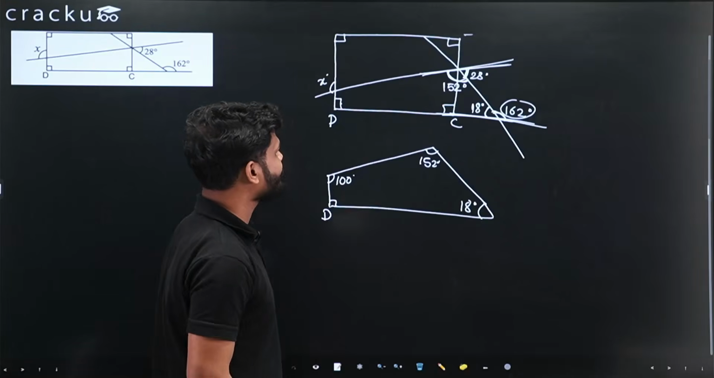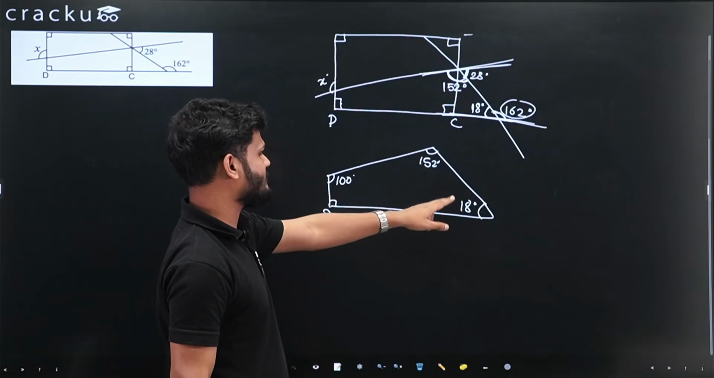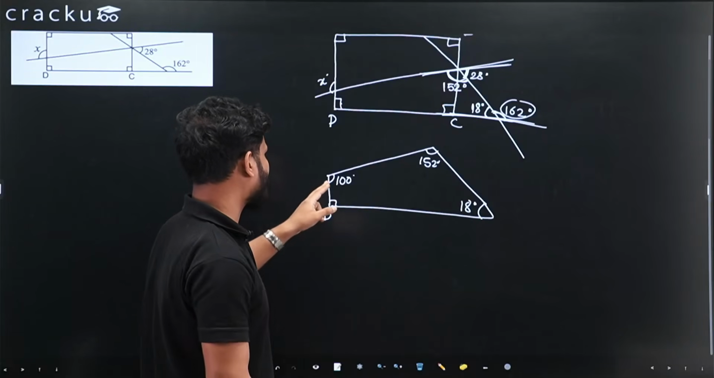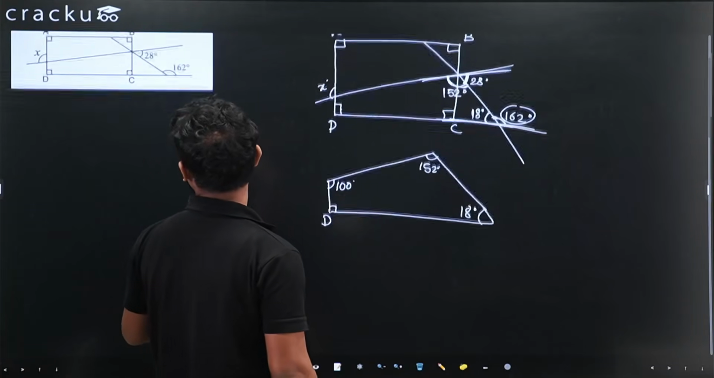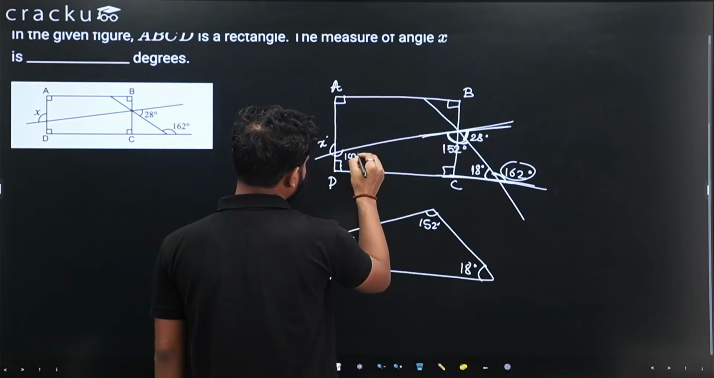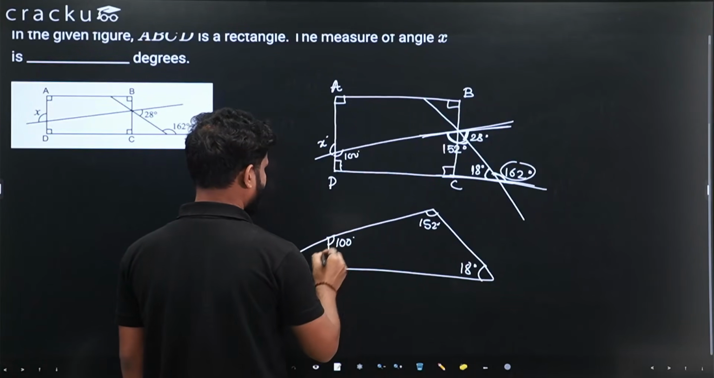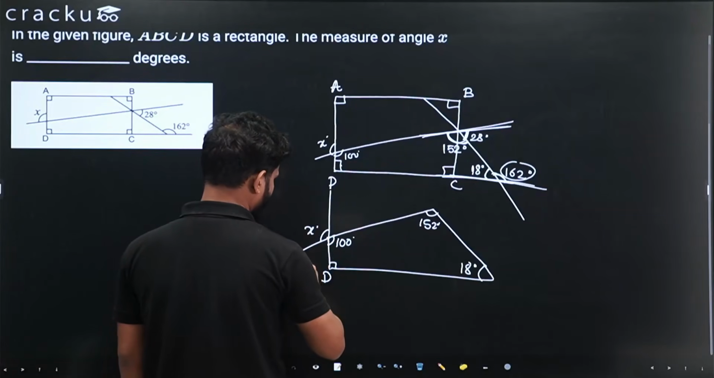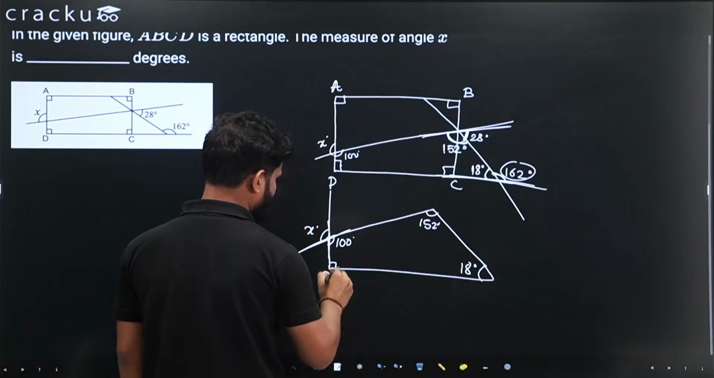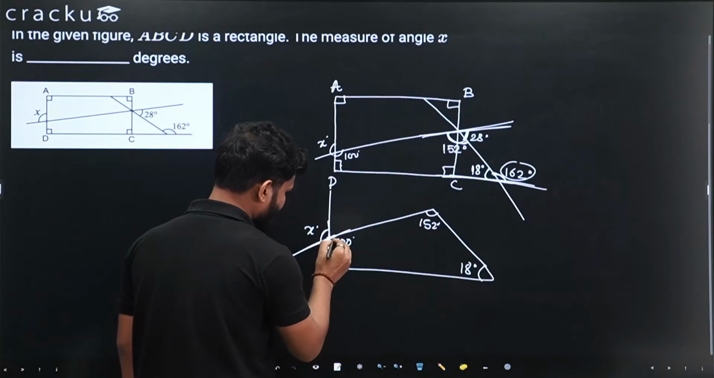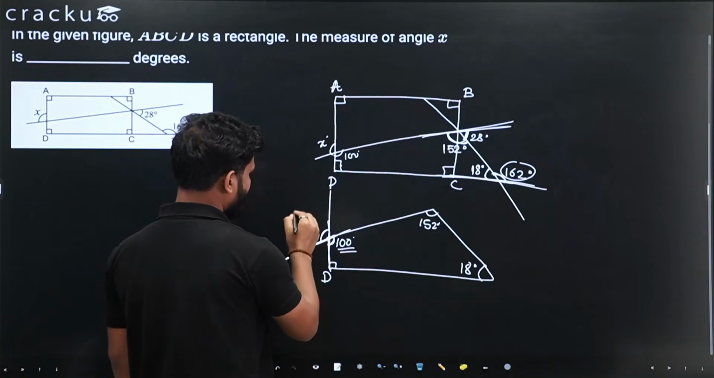100 degree, right? 152 plus 18 is 170. 170 plus 90 is 260, and this will be 360 minus 260, which is 100. So what will be the angle x? This angle is 100. And this is x degree. Can you see these two lines are intersecting? So these two lines are intersecting and opposite angles are forming. So if this is 100, this will also be 100 degree.